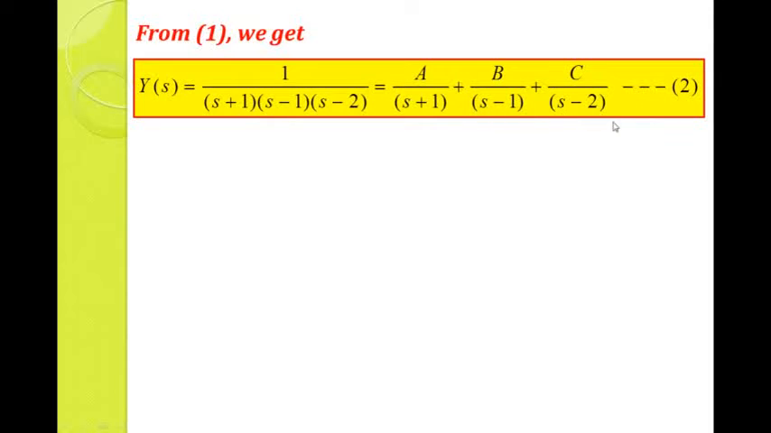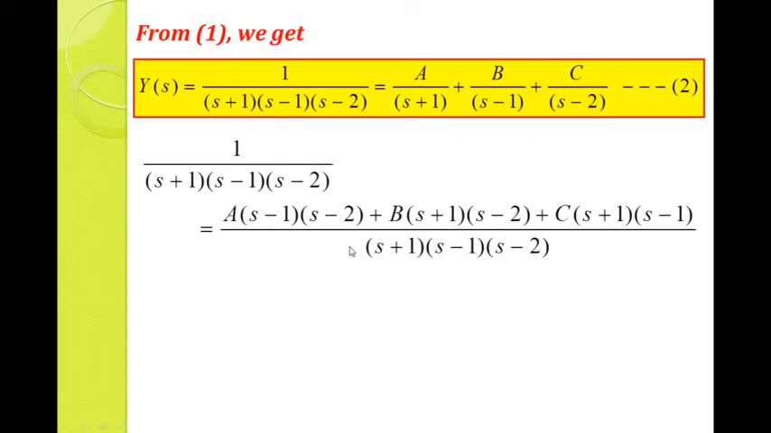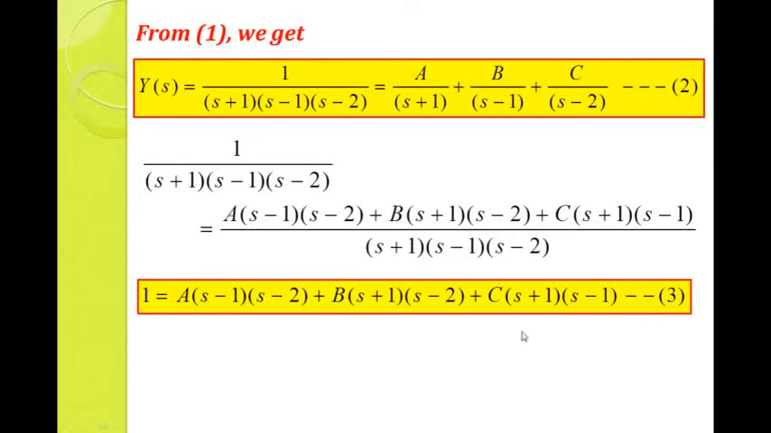In equation 2, I am going to take the LCM. If we take the LCM, we get these equations. Okay, so here the denominator term will be cancelled. Why? Because both are the same. So we get the numerator value, that is equation 3. So using equation 3, I am going to find what is the A value, B value, C value, which means if we substitute s equal to plus 1, we get the B value, and the A value and C value will be 0. Next substitute s equal to minus 1, so we get the A value, and the B value and C value will be 0.